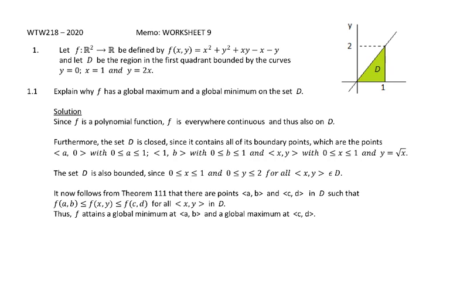Since we have shown that the function f and the region D meet the requirements of theorem 111, we can now apply the theorem, which says there are points (a, b) and (c, d) in D, such that all of the function values of f of points in D lie between f at (a, b) and f at (c, d). So f attains a global minimum at the point (a, b) and a global maximum at the point (c, d).